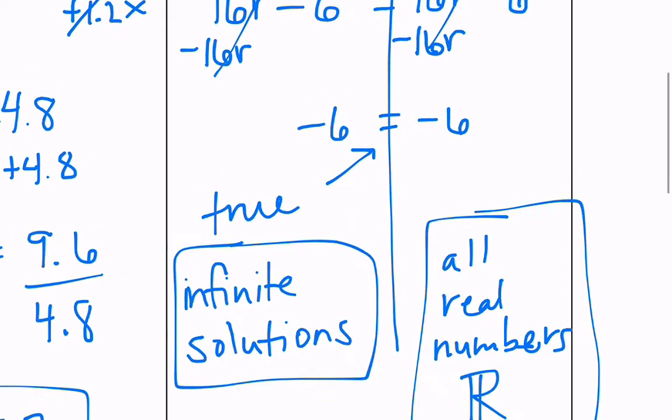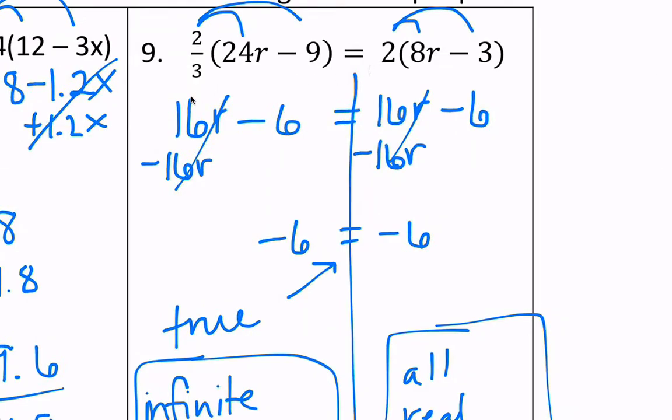And you could have caught it right away, right here at this step. 16r minus 6 equals 16r minus 6. It's equal to the same thing, yes. So you could have caught it up here that it was true. But I could continue to work it all the way out.